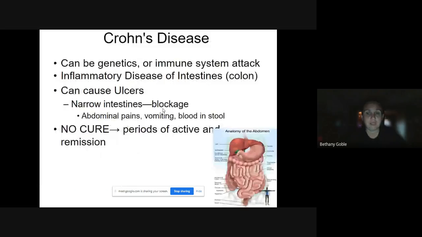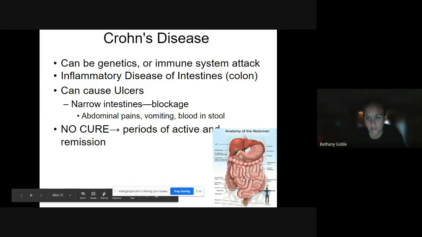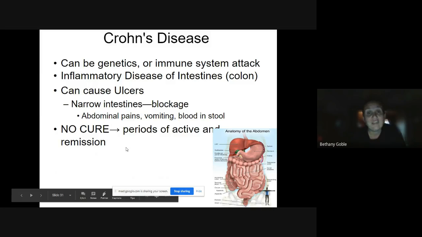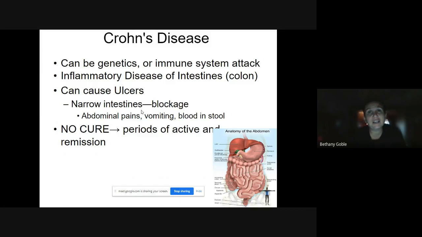All right, moving on. There's something called Crohn's disease. Okay, this could be genetics, or your immune system could attack itself. So what is Crohn's disease? It affects your intestines, right? Usually it starts with your large intestine, your colon area, where literally the last part of that poop comes out, and then it'll follow backwards, okay? This could cause ulcers. It could narrow your intestines, which could cause blockage.